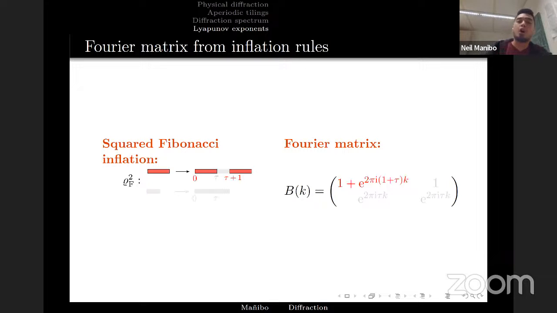So if you look at the first column, the reason why I have 1 plus e to the 2 pi i times (1 plus tau) k here is because I have two tiles which are both red and are at position 0 and tau plus 1. So that's why I have a tau plus 1 here. You can look at it as e to the 2 pi i times 0 times k. So that's why I have a 1 here. Likewise, the blue tile in the middle, you can find it encoded here. So it gives rise to an exponential term here. So if you move to the next column, you see a 1 here because I have a red tile at position 0, and I have a blue tile at position tau. So that's how you get the Fourier matrix.